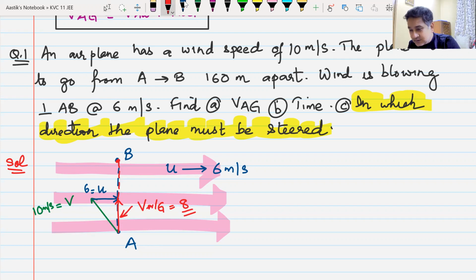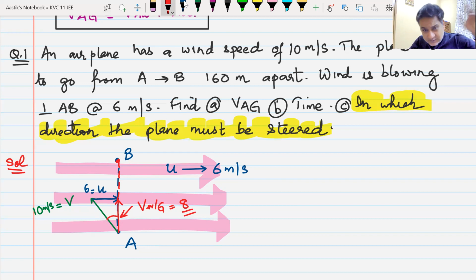Shortest distance. I have to go from A to B in a straight line. But if I move in that straight line, wind will throw me away. Instead of Hyderabad, I land up at Chennai airport. I have to go to Hyderabad airport. So I go like this, then wind acts like this, it becomes this resultant, and I go straight. In what direction should I steer?